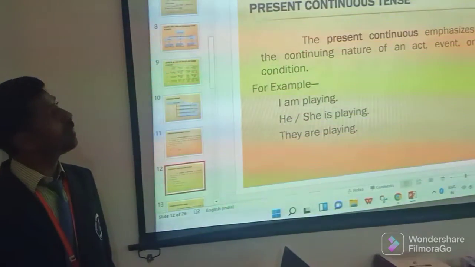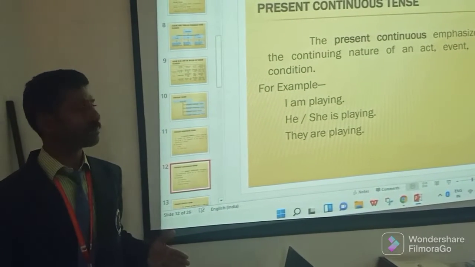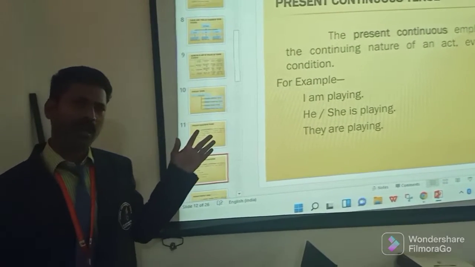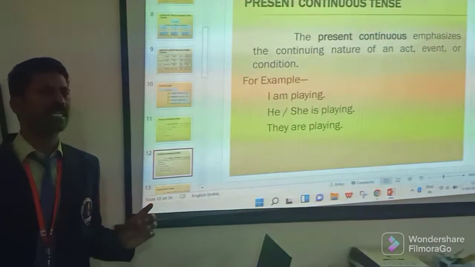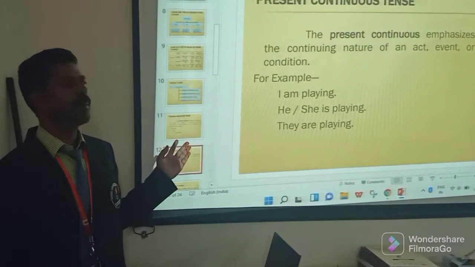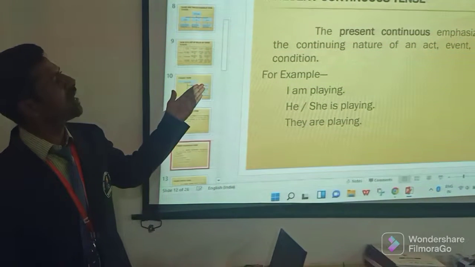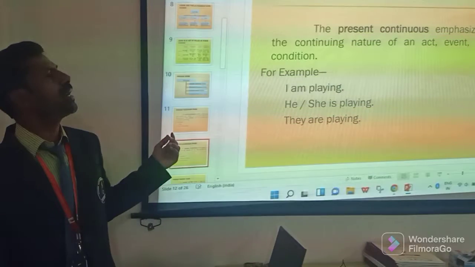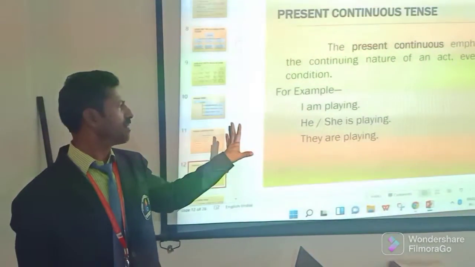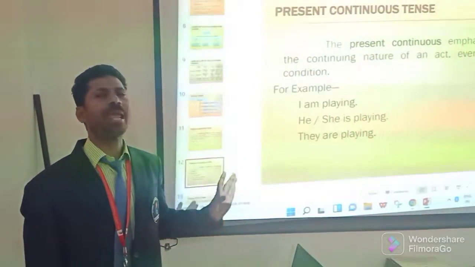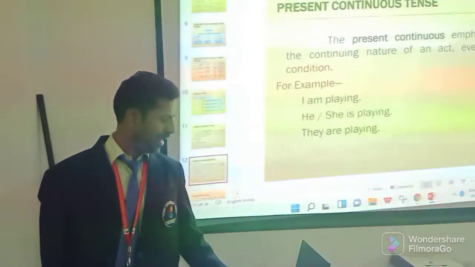And coming to the present continuous tense, I am playing. The action is going on at the time of speaking. Such types of situations can be said in the present continuous tense only. The present continuous emphasizes the continuing nature of an act, event or condition. Some examples: I am playing, he or she is playing, and they are playing.